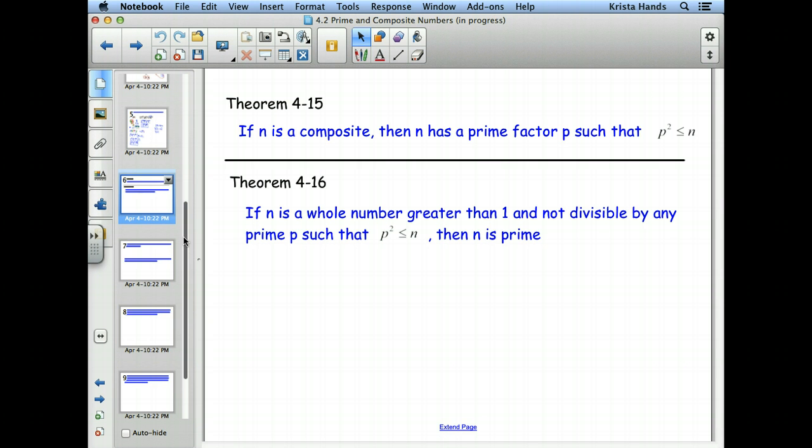just short? So this theorem actually says that if you do have a composite number, right, a number that actually divides by something besides itself and 1, then it will have a prime factor p, where p squared is less than or equal to n. And what this tells you is where you can stop looking for factors.